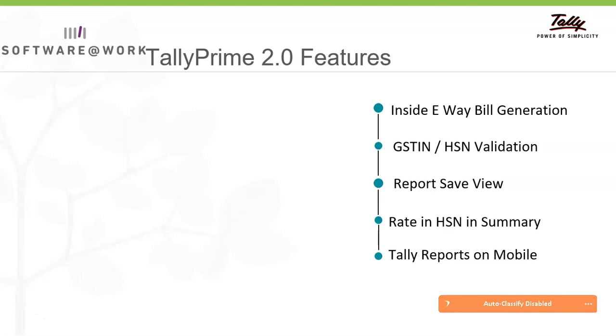The first feature Tally 2.0 is coming with is that we can now generate the e-way bill within Tally Prime. Previously, we were using a JSON file for manually uploading on the NIC portal. But now from Tally Prime itself, through API integration with the portal, we can directly request and send data to the portal and get the printed e-way bill inside Tally Prime.